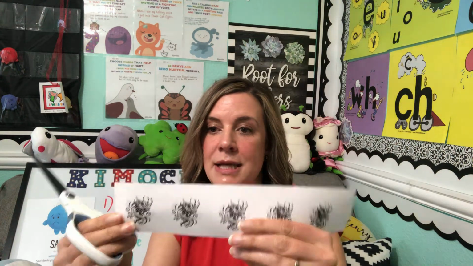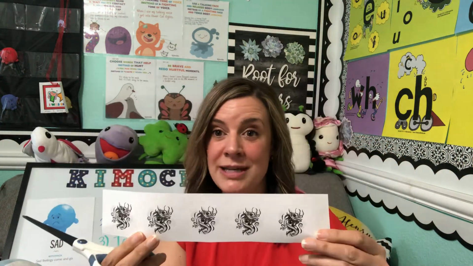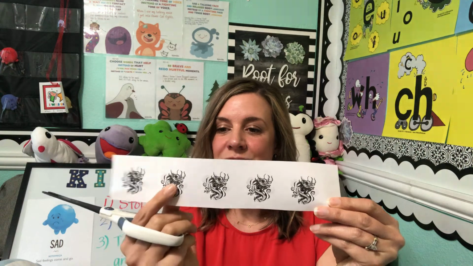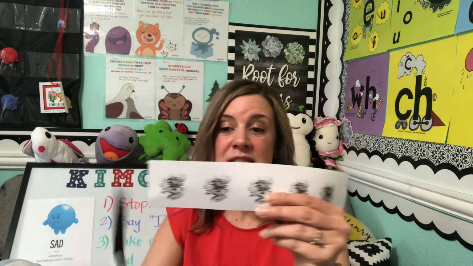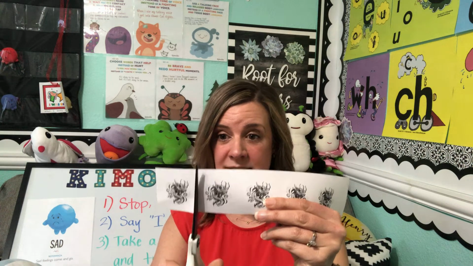So the first thing that I want you to do is just cut the dragons apart. So let's count how many dragons we have first. 1, 2, 3, 4, 5. So you can just cut them in a square like this. So cut all of your dragons.